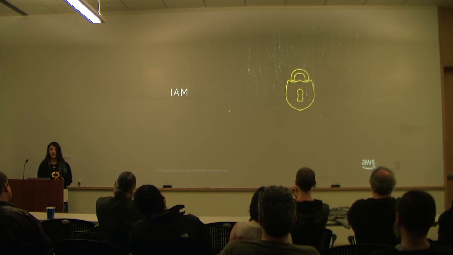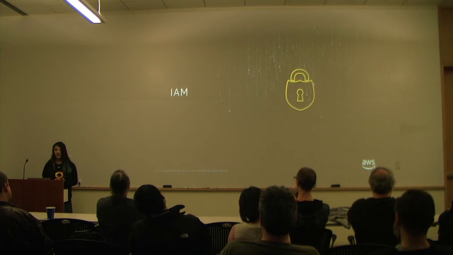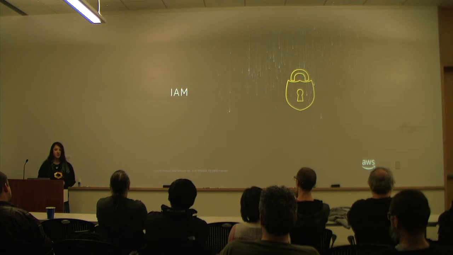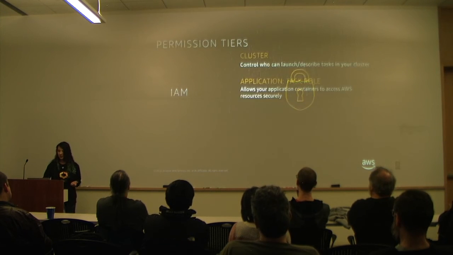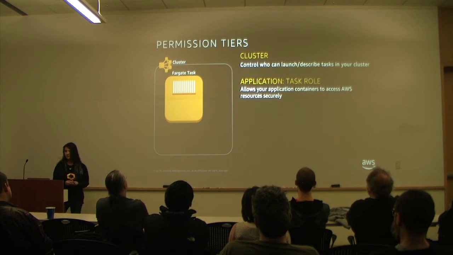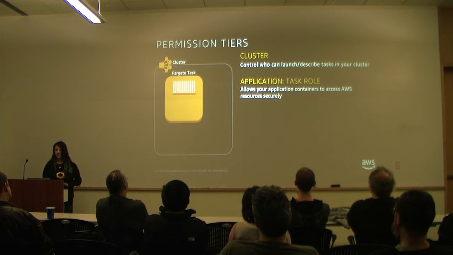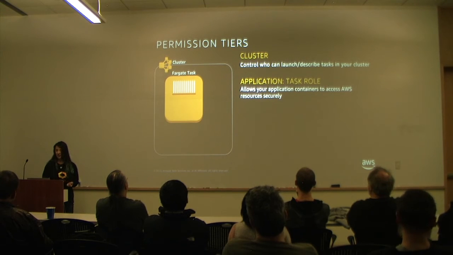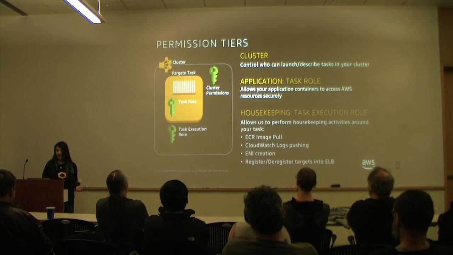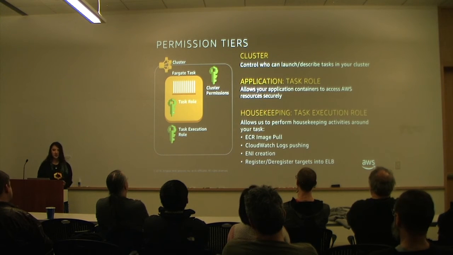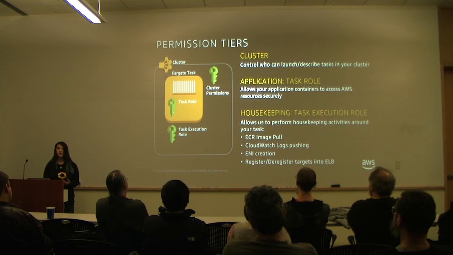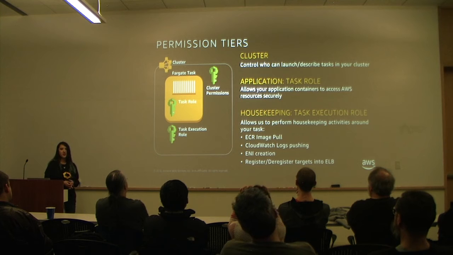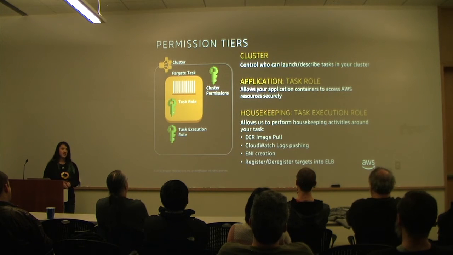So we talked about security a bit. We talked about VPCs. Well, let's also go into IAM roles. With that, we have several permission tiers. We have three different layers of permission tiers. There's the cluster level, which has permissions for what you can run on the cluster. You can have application permissions, which are for actions that you expect your application to do. And then we also have housekeeping. That's for things that you want ECS to do for you, such as integration with CloudWatch logs or with ECR.